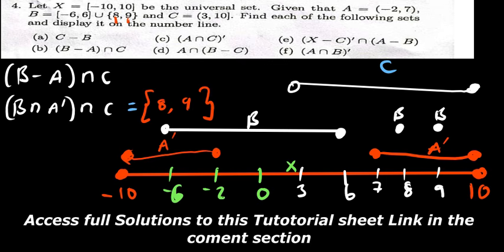I can't put it in interval. When I put it in interval, meaning I'm telling you to say from 8 to 9, but it's just telling us that at 8 there's a point, at 9 there's a point. So this is the answer for this question.